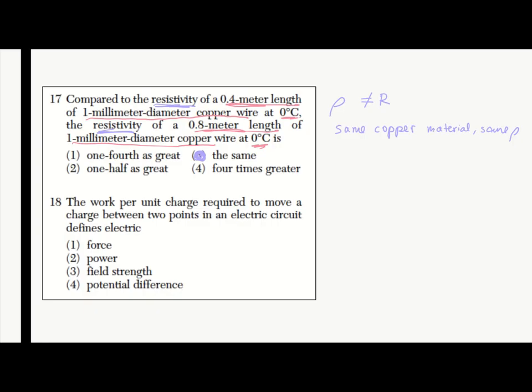All right, number 18. The work per unit charge required to move a charge between 2 points in an electric circuit defines electric blank. Okay, so here we are looking at work per unit charge. So W over Q. And there is an equation for that. W over Q is equal to V, and that is voltage or potential difference. If we look at our choices, there's only one answer choice that fits it, and it's choice 4. So they're throwing some conceptual questions here at us that just require some reading.